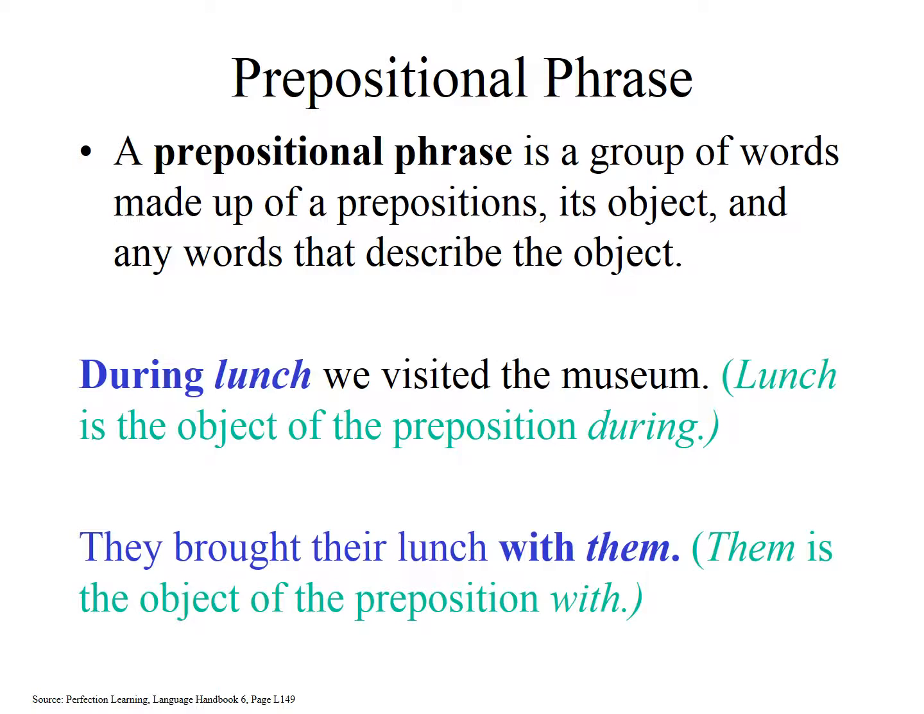All right, a prepositional phrase is a group of words made up of a preposition, its object, and any words that describe the object. So here's an example. During lunch, we visited the museum. So during lunch is our prepositional phrase. And then during is our actual preposition word, and the object of during is lunch. Another example is they brought their lunch with them. In this case, with them is our prepositional phrase, with is the actual preposition word, and them is the object of that preposition.